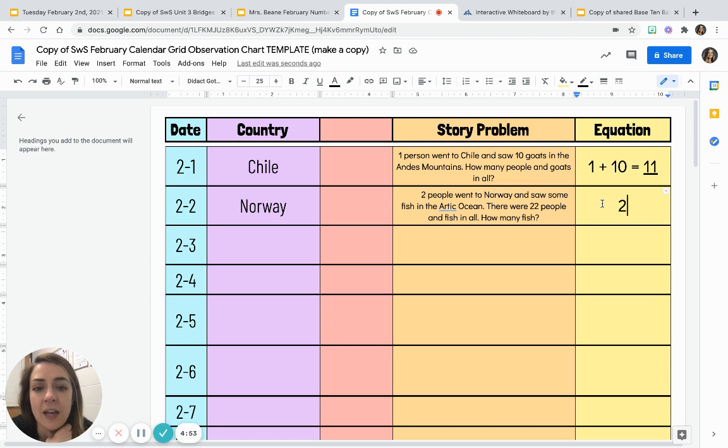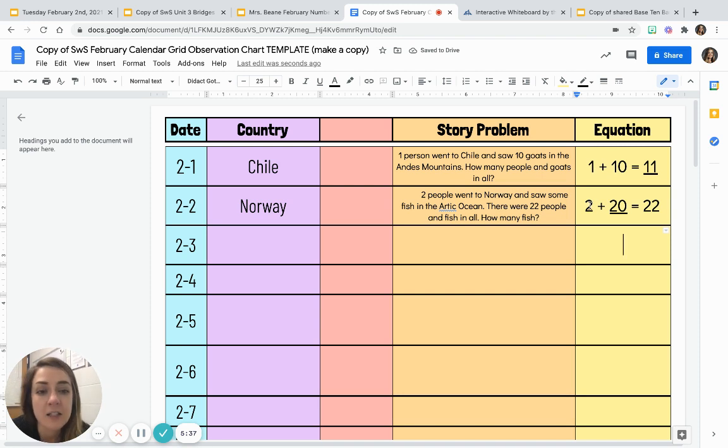Two people went to Norway and saw some fish in the Arctic Ocean. There were 22 people and fish in all. How many fish? All right, so 2 people plus, I don't think we know this answer. I don't think we know how many fish, but we know in all is 22. So what is our answer? What plus 2 equals 22? 20. So I'm going to type in 20. I'm going to underline it so that we know that that's the part of the problem that we needed to figure out.